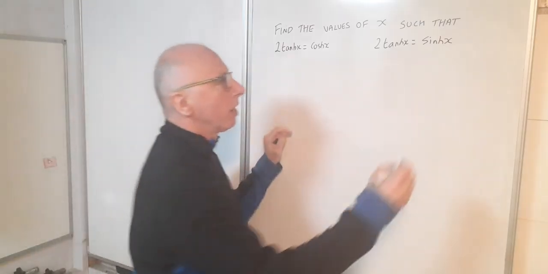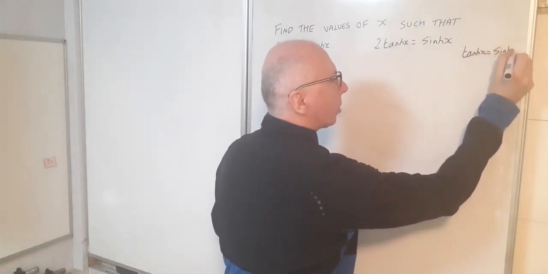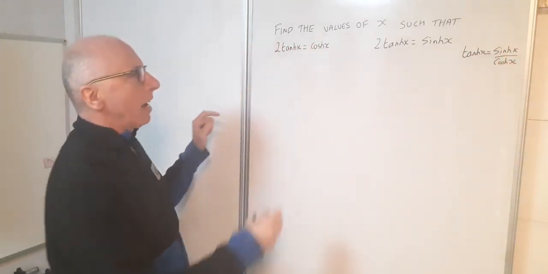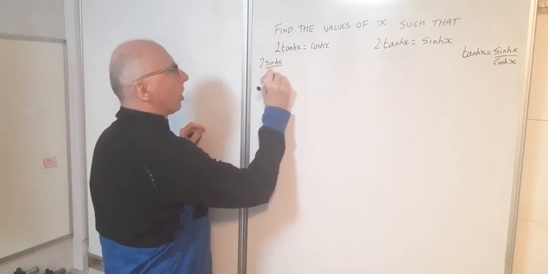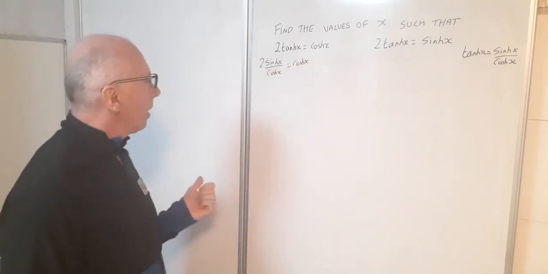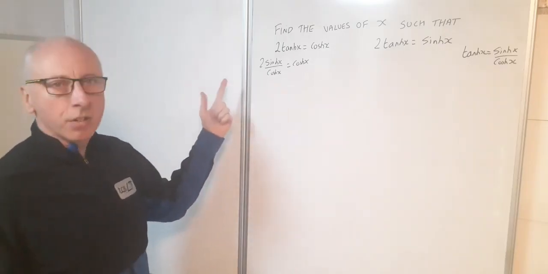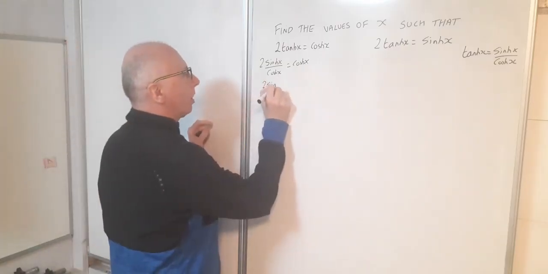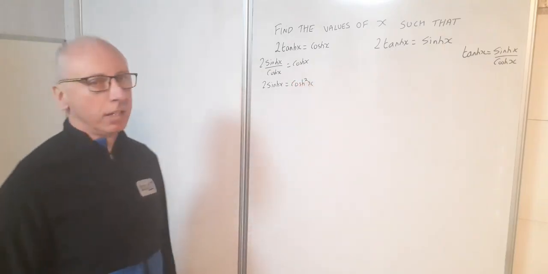Well, tanh of x, let's just write down the identities as we go along. That is sinh of x over cosh of x. So let's rewrite that as that. So 2 sinh of x over cosh of x equals cosh of x. So that's a great start. Now let's get rid of this fraction as you would normally do in any other equation. Multiply both sides by cosh of x. So I've got 2 sinh of x equals cosh squared of x.